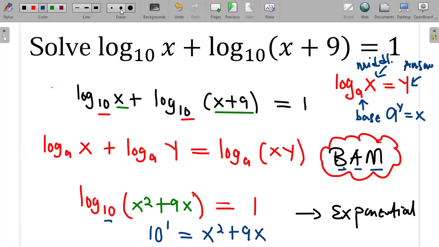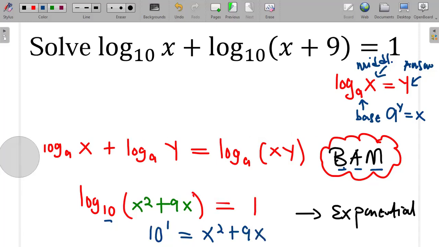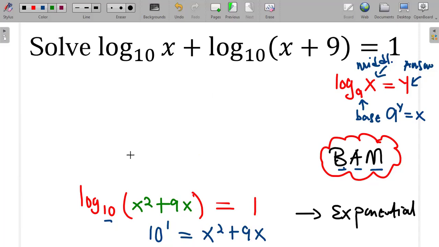So the only remaining part is just to arrange this and solve it as a quadratic equation. Meaning that I can take this 10 to the power 1 to the other side, which will just give me a 10. So it will be x squared plus 9x minus 10 is equal to 0.